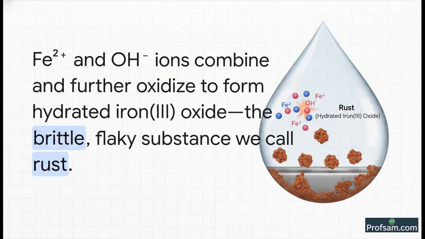Okay, and now the final step. The ferrous 2+ ions from the anode and the OH- ions from the cathode are now both present in the water drop. They move towards each other, they combine, and they are further oxidized by atmospheric oxygen. This forms hydrated iron 3 oxide, and this brittle, flaky substance is what we call rust.